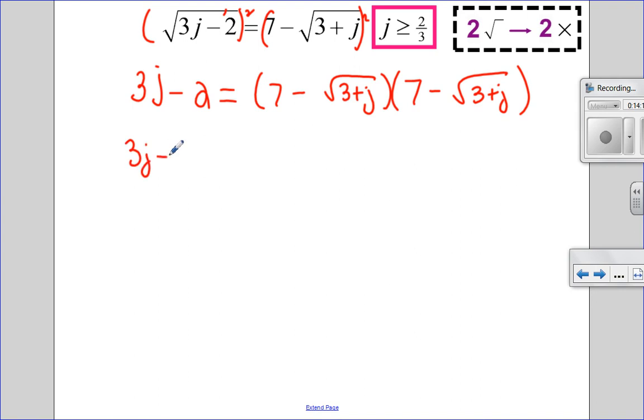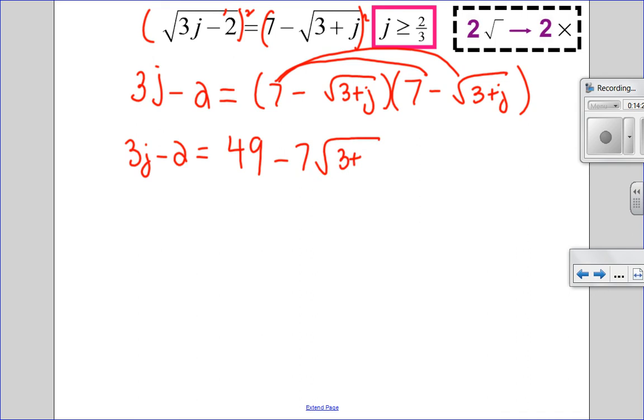So I have 3j minus 2 equals, distributive property, 7 times 7, 7 times the negative root, the negative root times 7, and negative root times negative root is positive, and then remember, root of the same thing times root of the same thing is just the same thing without the root.